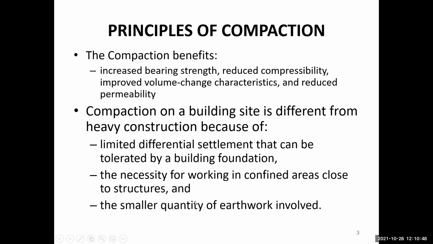The quantity of earthwork involved on a building site is relatively smaller compared with heavy construction, such as the construction of dams and highways. So a smaller quantity of earthwork may be involved, and accordingly, the equipment that will be used for compaction on the building site will also be different.